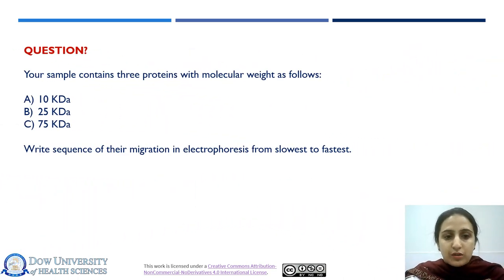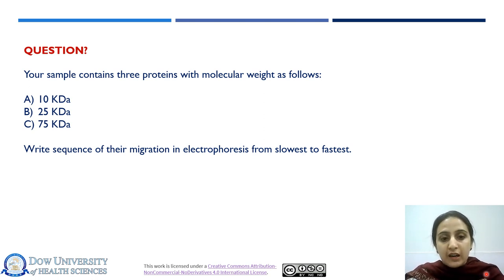So now comes the question: if your sample contains three molecules with molecular weights as shown below, and these molecules are, for example, protein in nature, and you have three protein molecules in your sample of molecular weight 10 kilodalton, 25 kilodalton, and 75 kilodalton. If I ask you to write the sequence of their migration in electrophoresis from slowest to fastest, as I have previously described, if the sample molecular size is increased, its electrophoretic mobility is decreased.